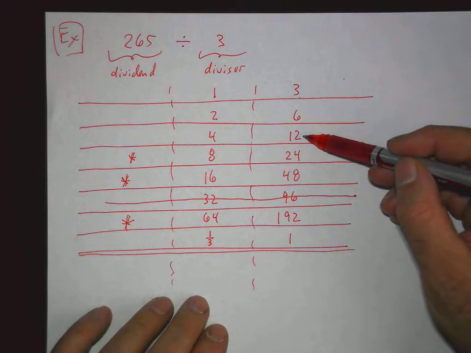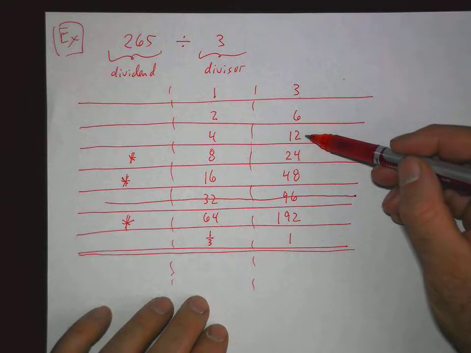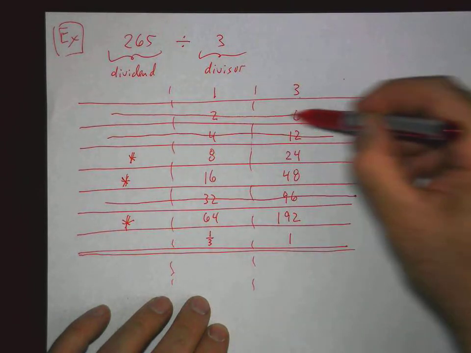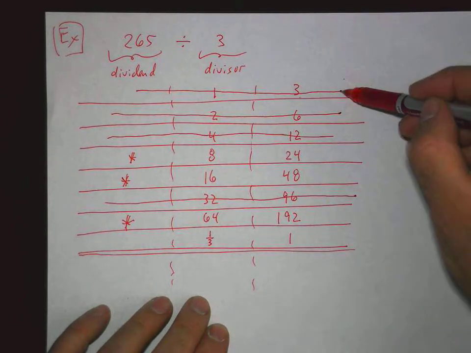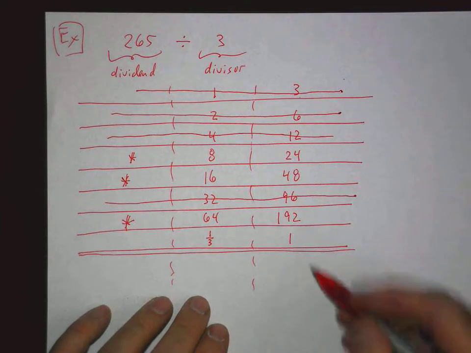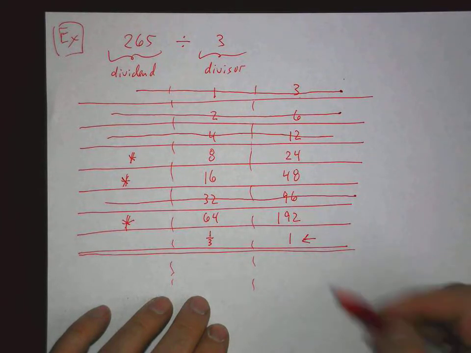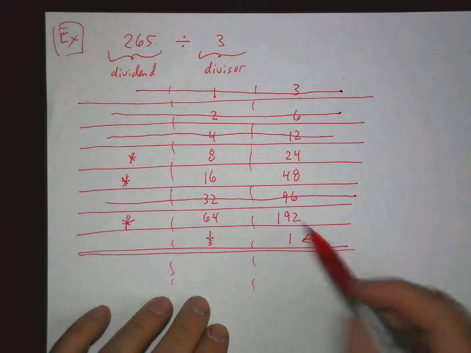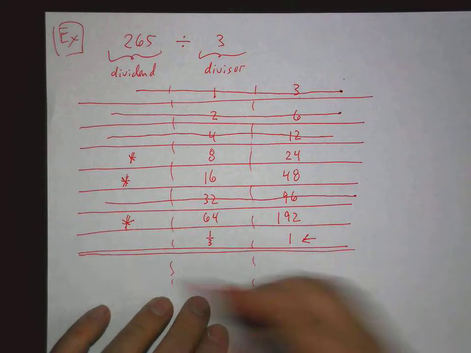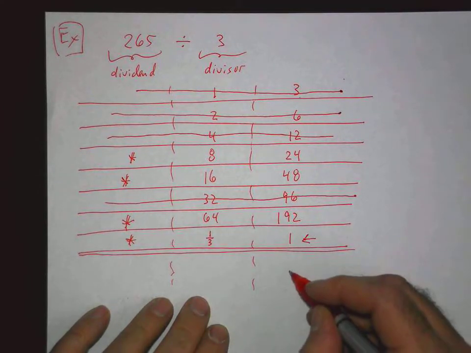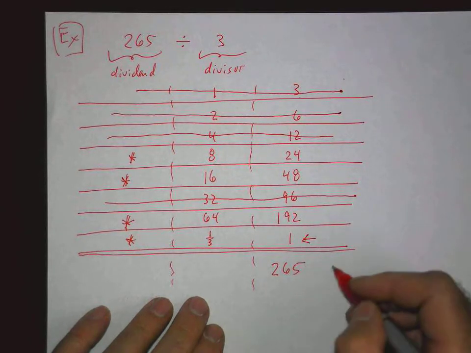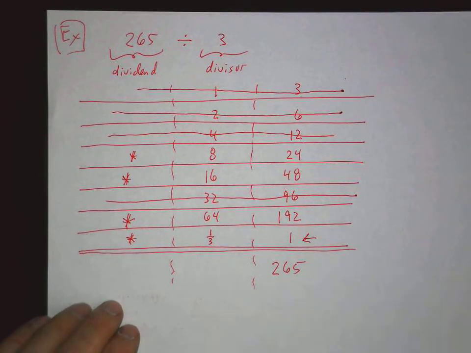I can't add anything larger than 1 to the sum and get something less than or equal to the dividend. So this guy is out, this guy is out, this guy is out. But what about this guy right here? This is exactly what I need to add to my sum to get the dividend exactly. So I add the 1 to my sum, I get 265 exactly, which is my dividend.